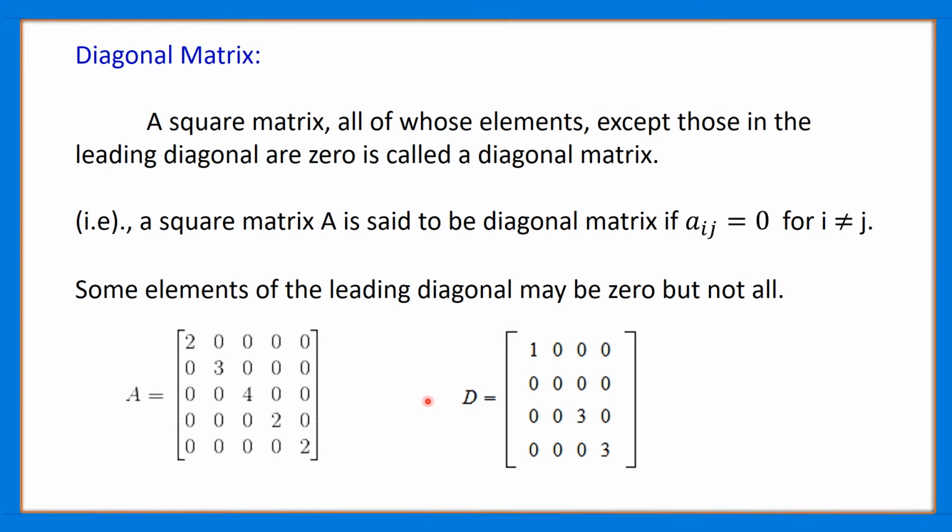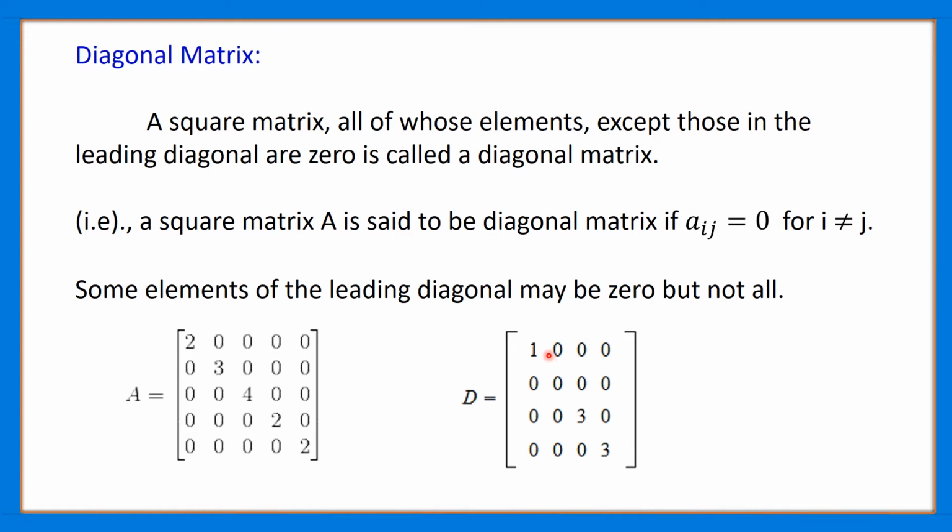Okay, let us take another example, the matrix D, which is given as 1 0 0 0 0 0 0 0 0 0 3 0 0 0 0 3. So here the leading diagonal elements are 1, 0, 3, 3. Is it a diagonal matrix? Yes, it is a diagonal matrix, and we need to remember another point for a diagonal matrix.